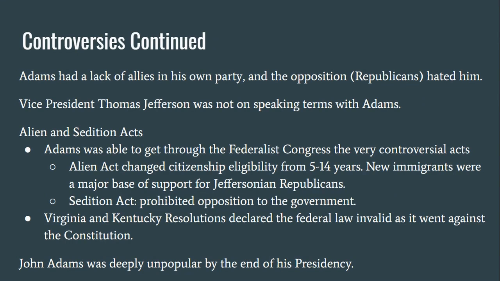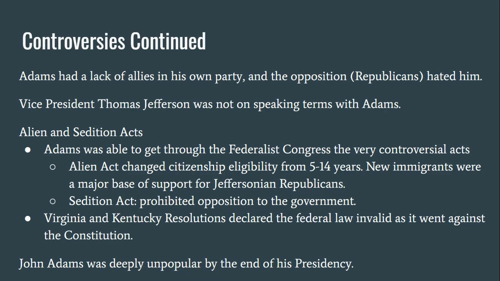While Adams was losing influence in his own party, the opposition hated him even more. Elections were different in this time period as the runner-up became vice president, and so Adams' vice president was Thomas Jefferson. Those two men had been great friends during the Revolution, but now were bitterly divided, and soon into Adams' presidency, they were no longer on speaking terms.